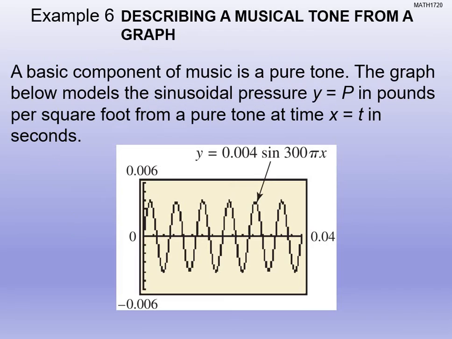All right, let's get to our real-world application. We have a basic component of music: a pure tone. The graph below models a sinusoidal pressure P in pounds per square foot of a pure tone at time x equals t. Like when you hit the key on a piano or strum a guitar, you want to hear the actual tone of the frequency of the note. So y equals 0.004 sine 300 pi x. That's the equation that we're going to roll with for our example.